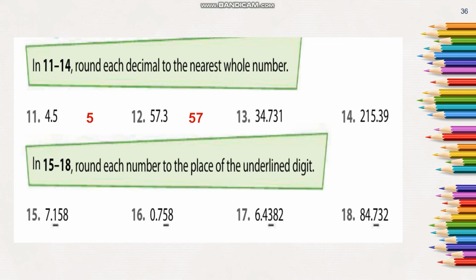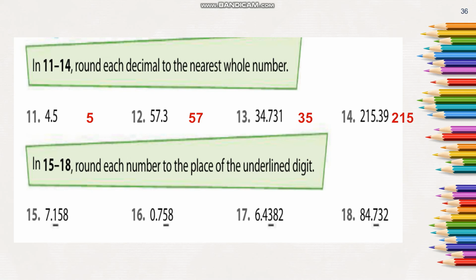34 and 731 thousandths, the whole number is 34. It is followed by 7, so we need to add 1 more to 34, so it becomes 35. The answer is 35. Number 4, 215 and 39 hundredths. 215 is the whole number, followed by 3, so no need to add, so the final answer is 215.